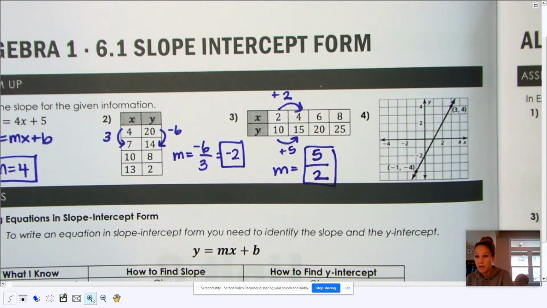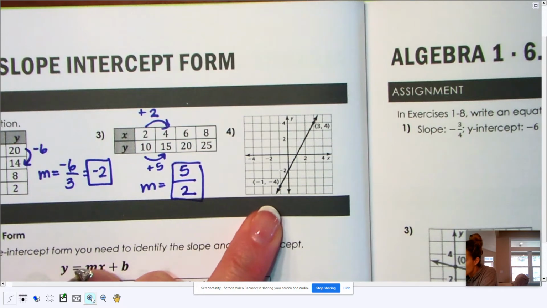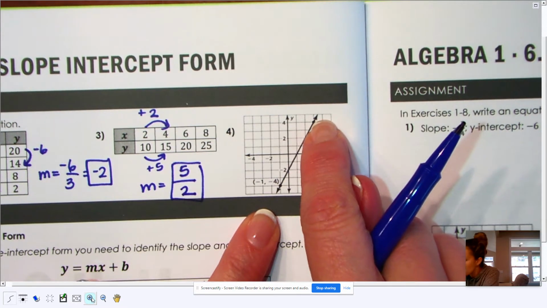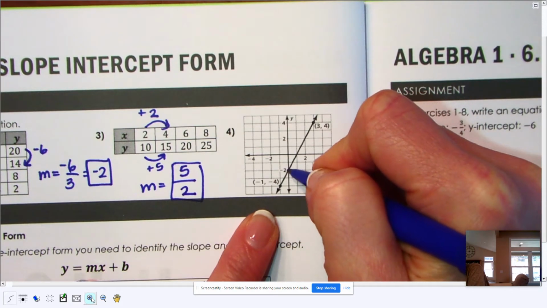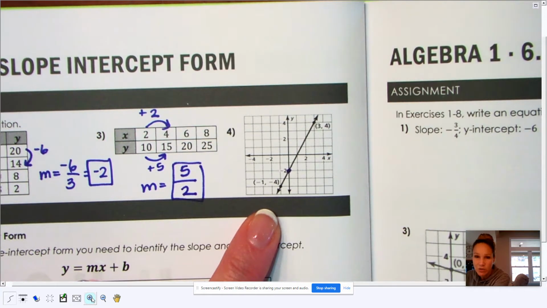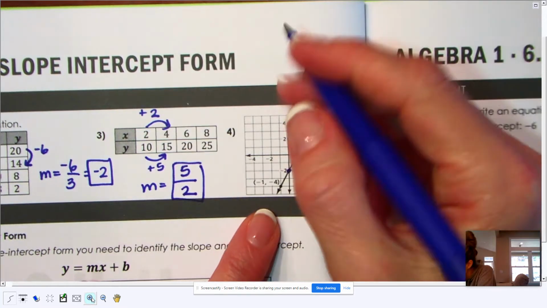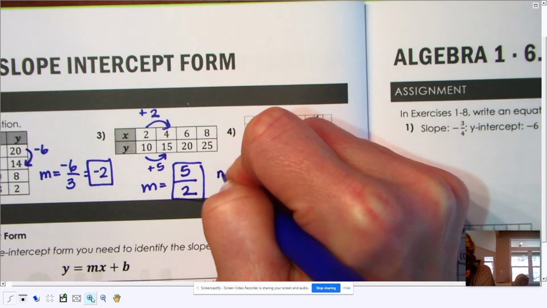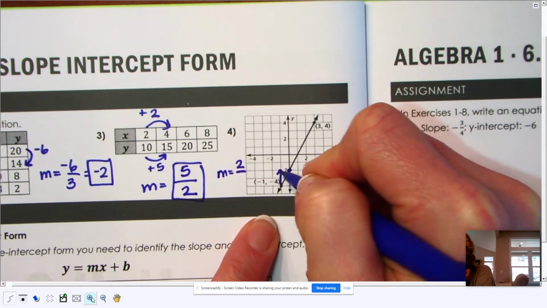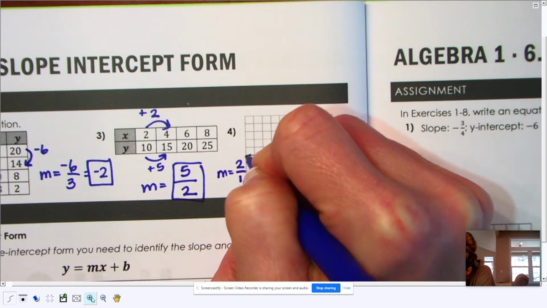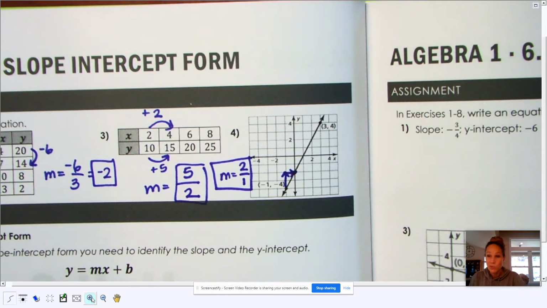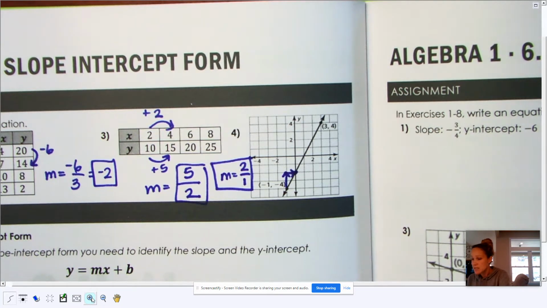Question number 4. This one we can just count, and you could start at this point and go all the way up to that point. But you can also just look for the next time when the line crosses evenly through the grid right in the corner. So you could say, well, I went up by 2, right? M equals +2, and then I went over by 1. So you could write it as 2 over 1, or if you reduced it, it would just be a plain old 2.